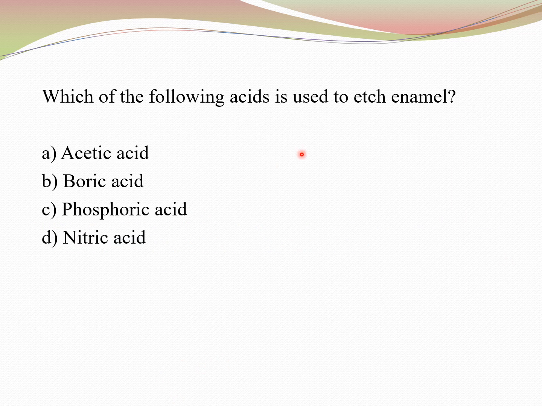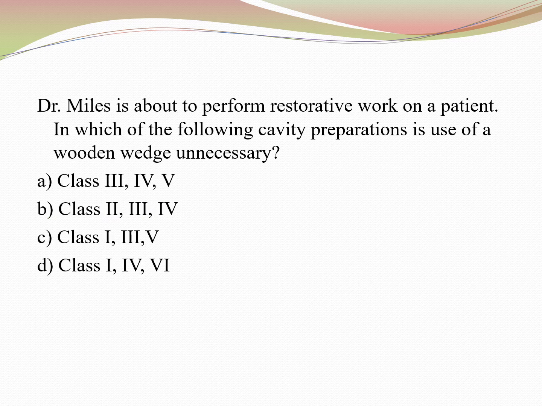Which of the following acids are used to etch the enamel? I know you all know this. I'm going to go to the next one because everybody knows that's phosphoric acid. It's not acetic acid. It's not boric acid. No, it's not nitric acid. It is phosphoric acid.